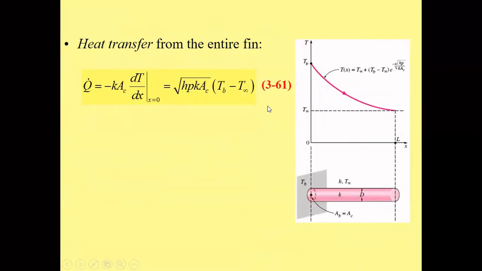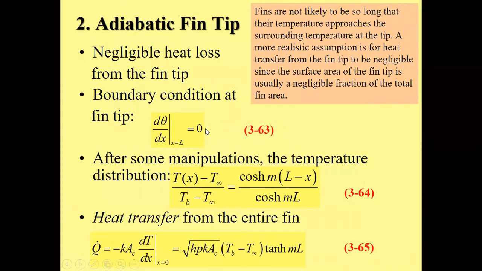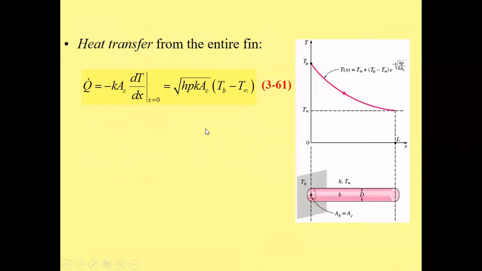Now, so you already have the temperature distribution, then you can find the heat transfer from the fin. So how you get this is that you just substitute again the equation. For example, you got this. This is the temperature distribution, isn't it? You got this now.